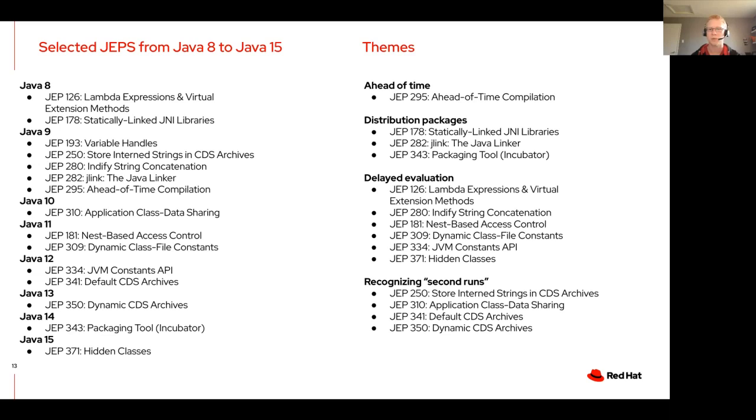And then we see some work on recognizing second runs by optimizing the CDS archives, or class data sharing archives, including the ability to store objects into those archives. So we see a big push from Java to continue on its path of delayed evaluation, of being able to do more and more at runtime, but pushing that runtime work out, and to be able to move some of that work before runtime.